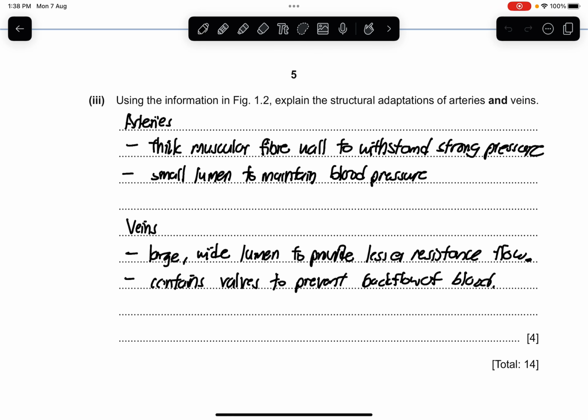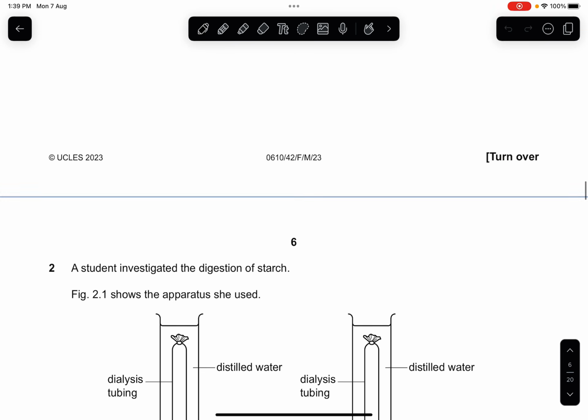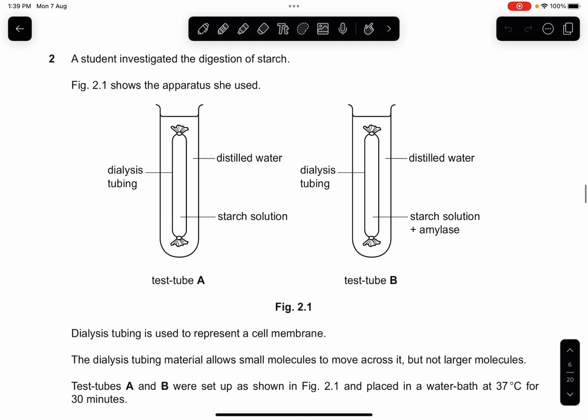Arteries have a thick muscular fibre wall to withstand stronger pressure, and a small lumen to maintain blood pressure. Veins have a large wide lumen to provide less resistance to the flow of blood, and they contain valves to prevent backflow of blood. These are the ones that I chose because they're always the most memorable answers. Okay, question 2. A student investigated the digestion of starch.